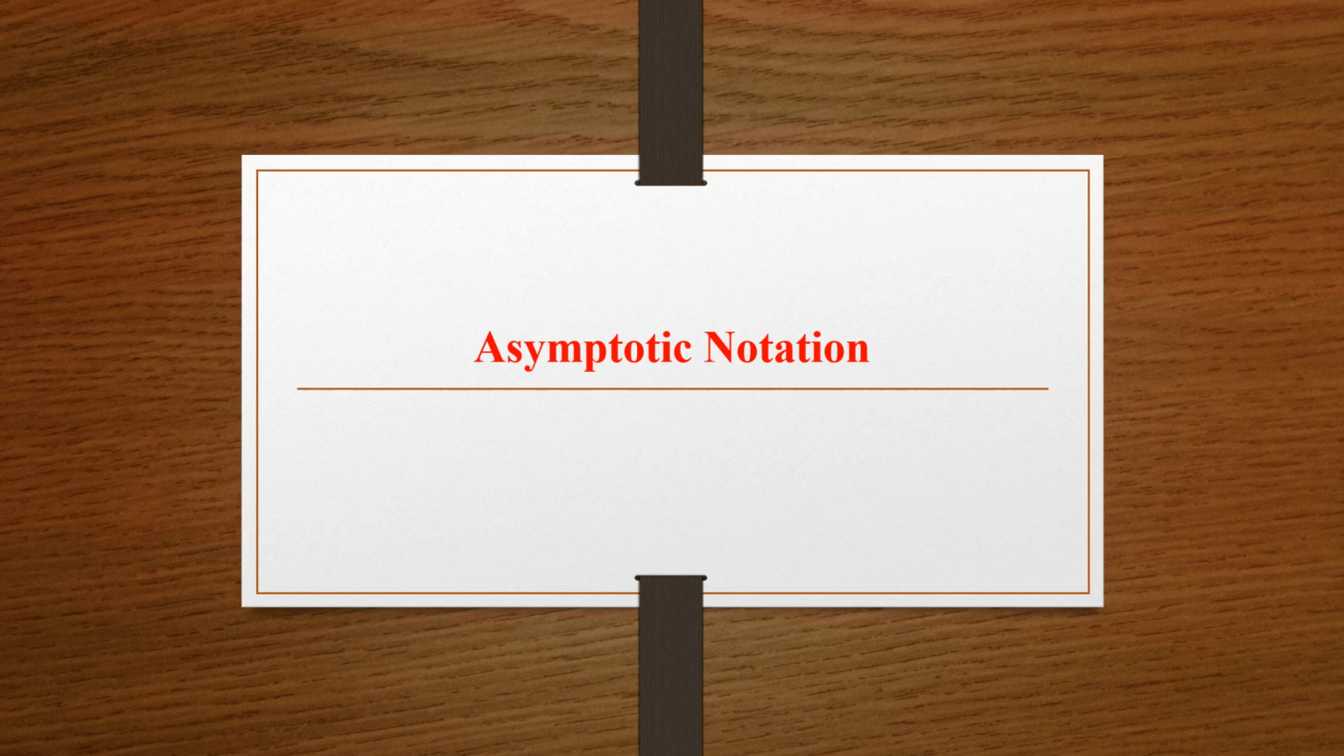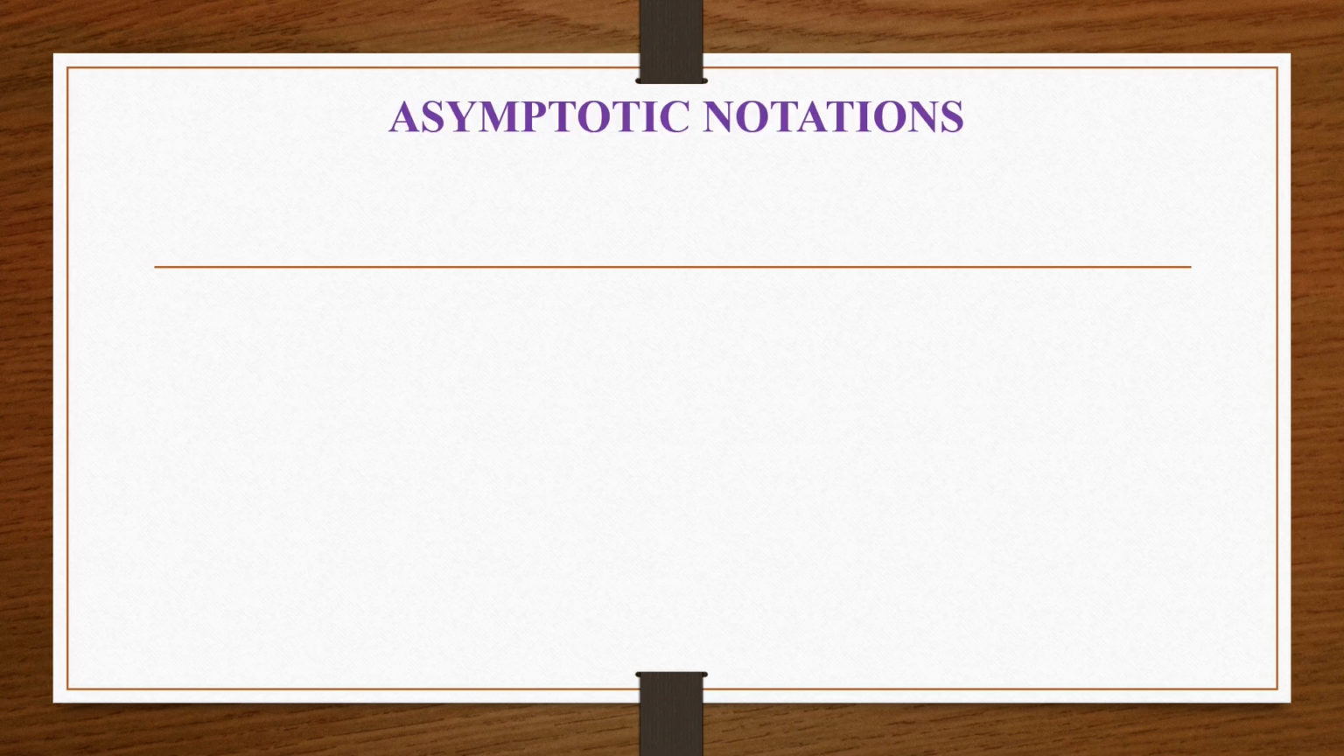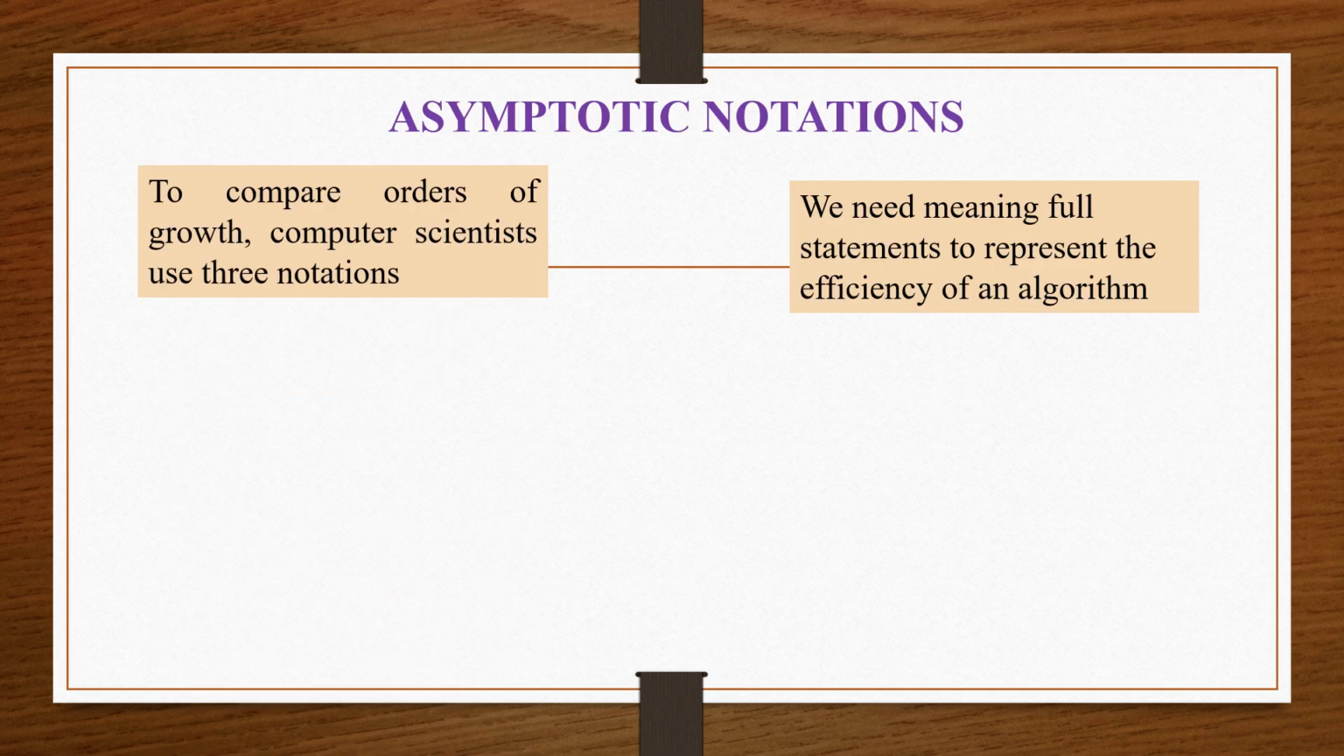In this session, we are going to see about asymptotic notations. So, what are these asymptotic notations? These are some mathematical notations which are used to represent the efficiency of an algorithm. In the previous sessions, we have seen how to find the time complexity and how to find the space complexity. Those two terms define the efficiency of an algorithm. So we need some meaningful notations to represent the efficiency of an algorithm, and for that, we are using asymptotic notations.